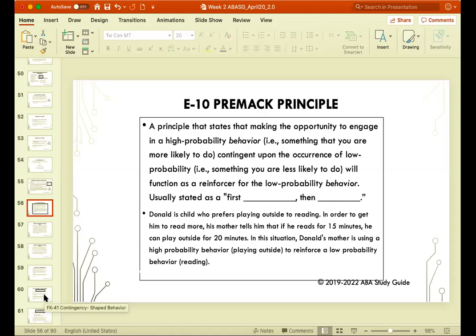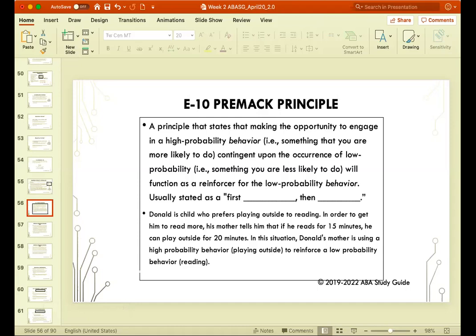With Premack, the key is that by completing the low probability behavior, you will then complete the high probability behavior. So the high P is contingent upon the occurrence of the low P. If it's not first broccoli, then it's ice cream. That is stating a contingency of reinforcement.